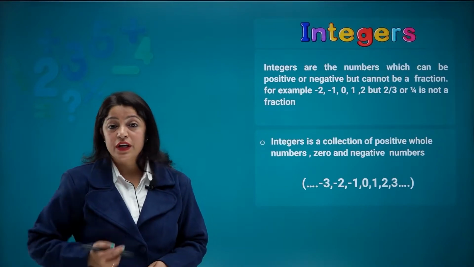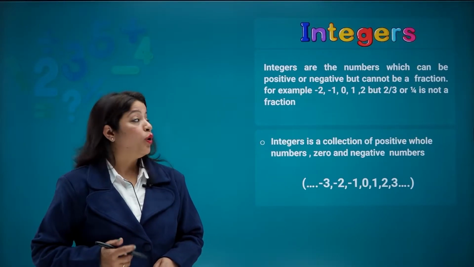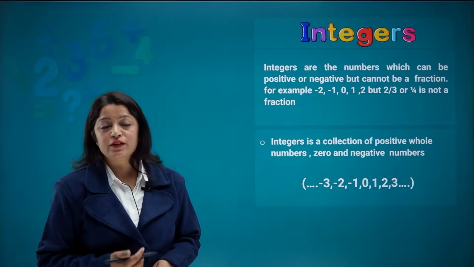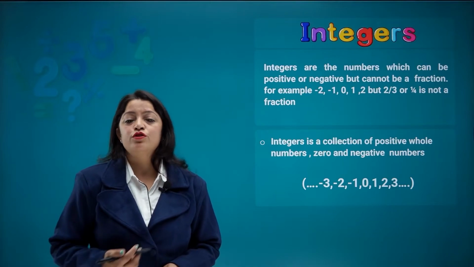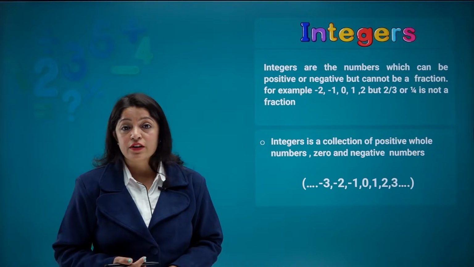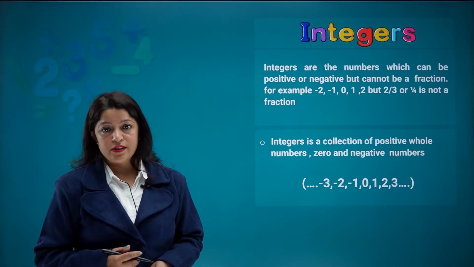So here we can say integers are the numbers which can be positive or negative, but they cannot be fractions. For example, we have -2, -1, 0, 1, 2, 3, 4 and so on. All these numbers will be integers. But the fractions like 1 upon 2, 3 upon 4 will not be integers in this case.